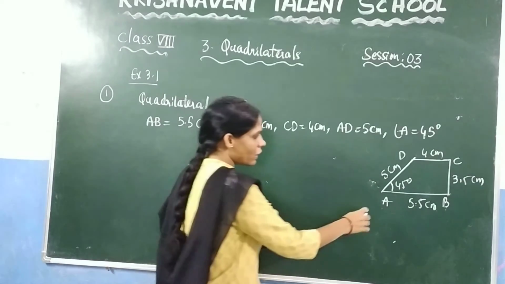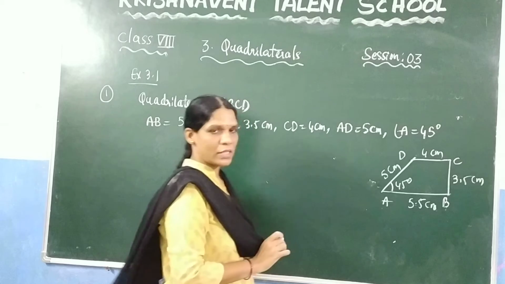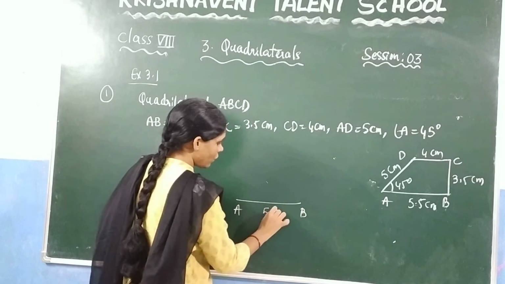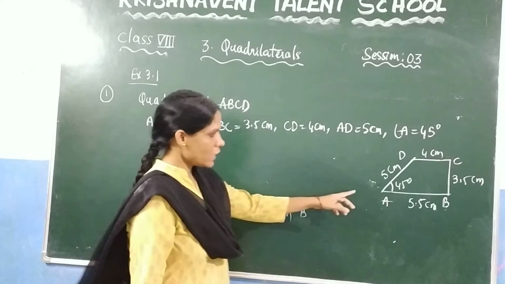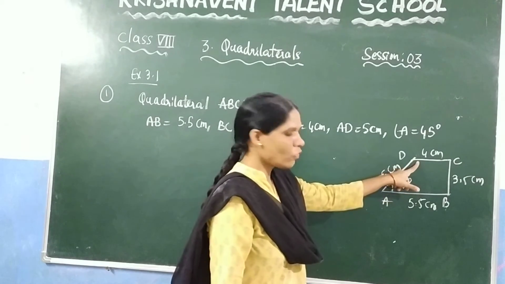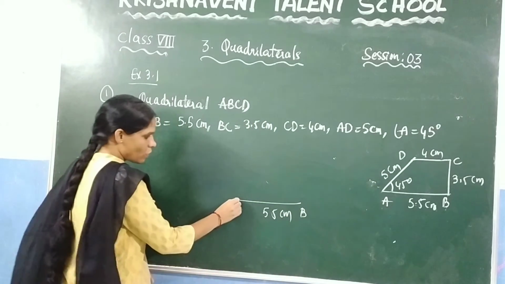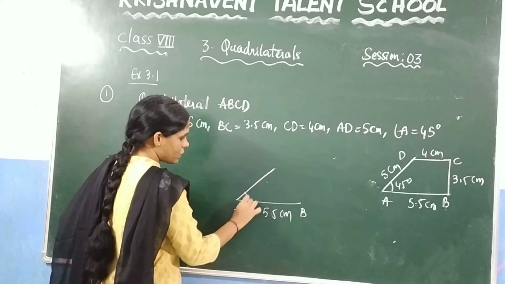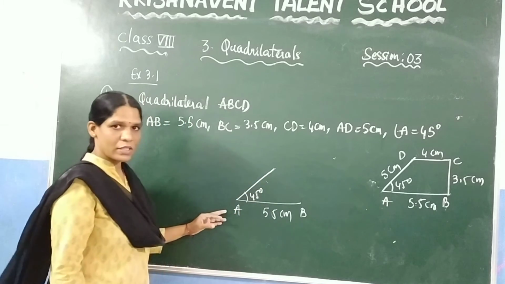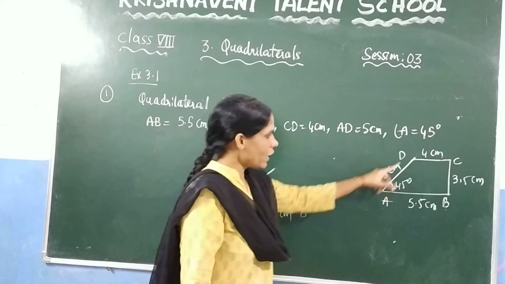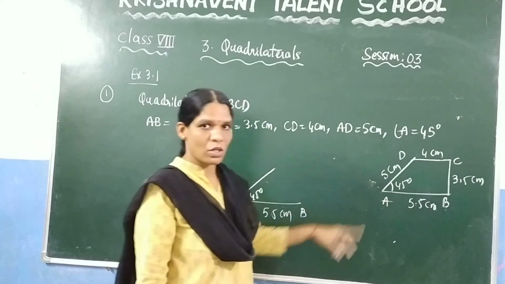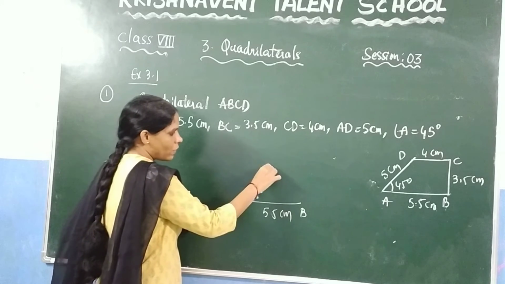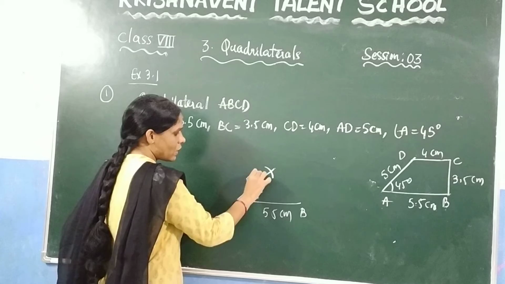First, you need to draw the line segment AB of length 5.5. And after that, at this point you need to draw an angle of 45 degrees. So here at this point you need to keep the protractor, and draw 45 degrees. And after drawing the 45 degrees, what is the length of AD given? It is 5 centimeters. So at this time you need to keep this as a radius, and mark the arc of 5 centimeters by using the compass.